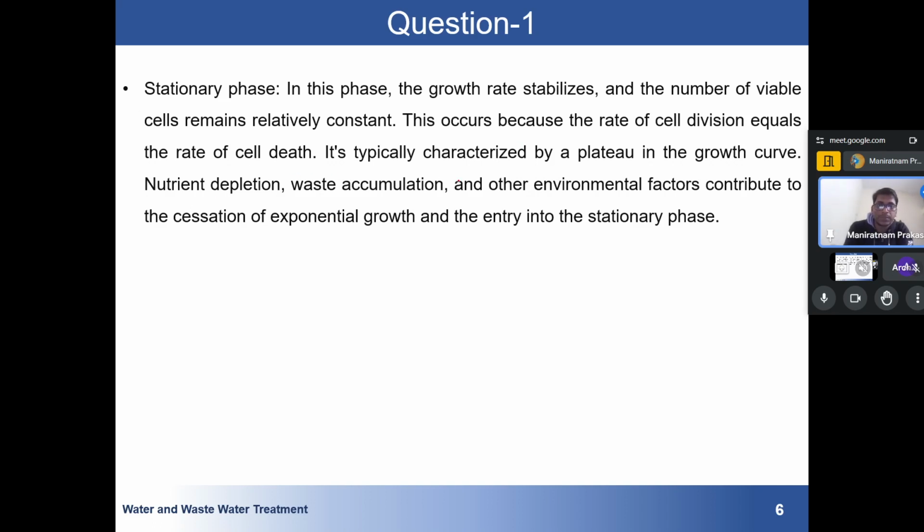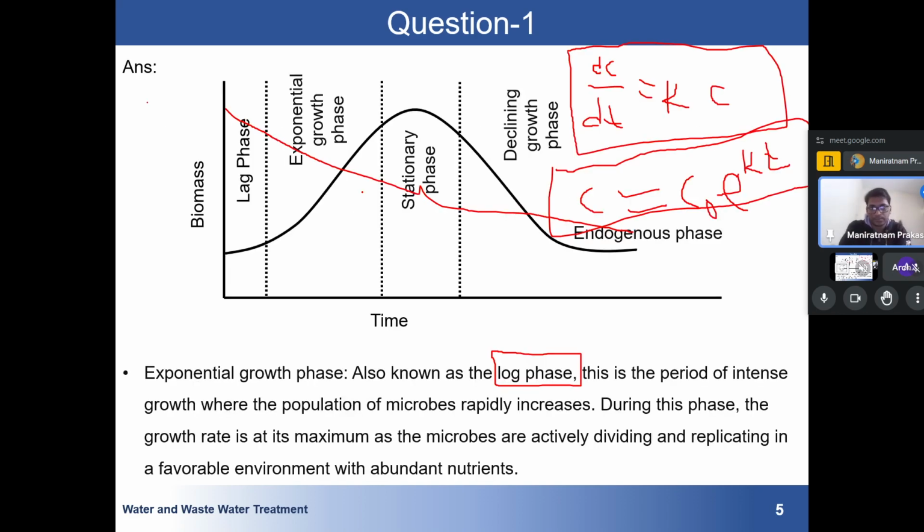Okay, so it's typically characterized by a plateau in the growth curve. Nutrient depletion, waste accumulation, and other environmental factors contribute to the end of exponential growth and the entry into the stationary phase. So I hope this is clear to you. In simple words: population is high, food is limited, and the rate of production and rate of death are the same. That's why it is known as the stationary phase.